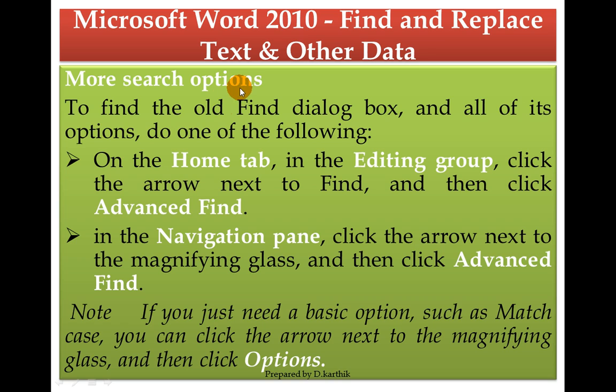More search options to find the old Find dialog box and all of its options: do one of the following. On the Home tab, in the Editing group, click the arrow next to Find and then click Advanced Find. In the navigation panel, click the arrow next to the magnifier glass and then click Advanced Find. Note, if you just need a basic option such as Match Case, you can click the arrow next to the magnifying glass and then click Options.